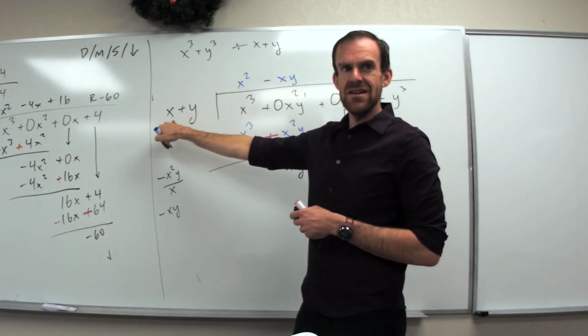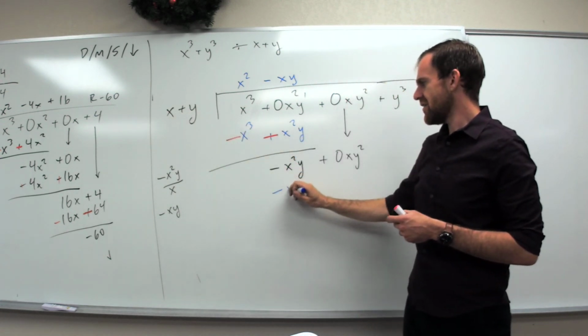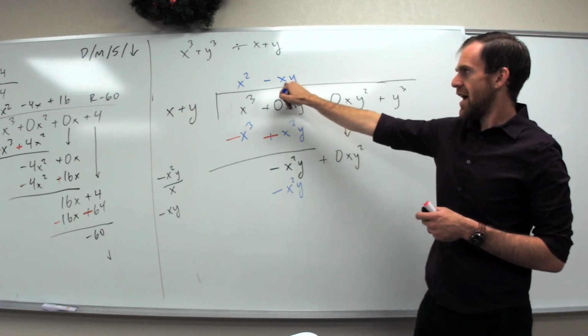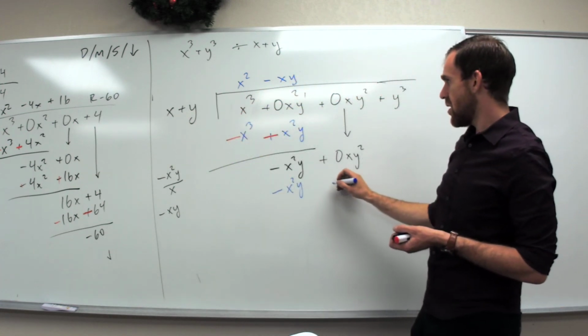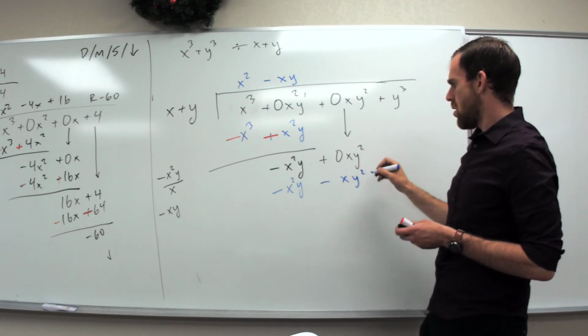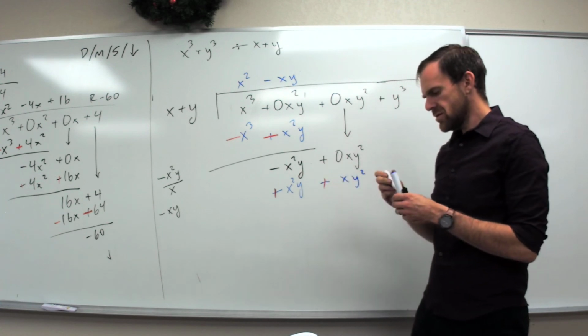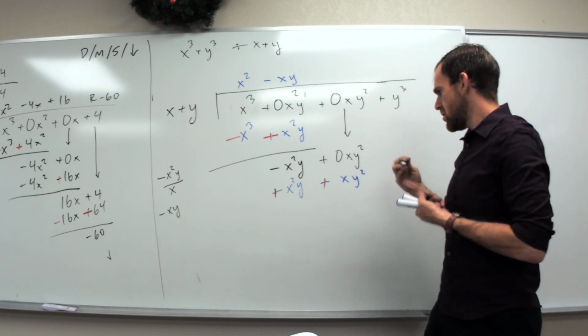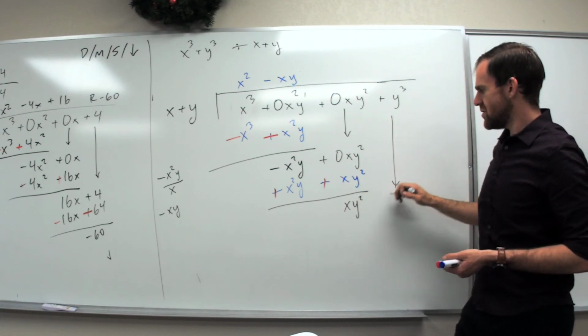xy times x is x squared y. So this is negative x squared y. xy times y is x y squared. Change the sign in a different color. This gives me an xy squared. Bring down the last one.